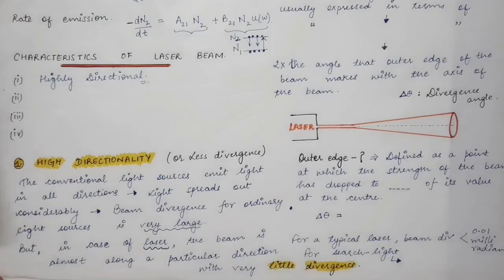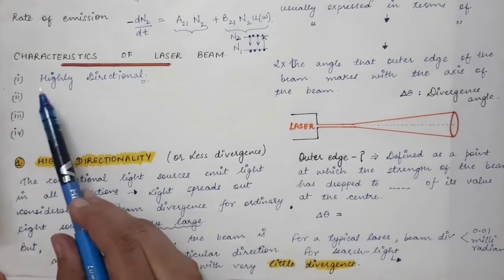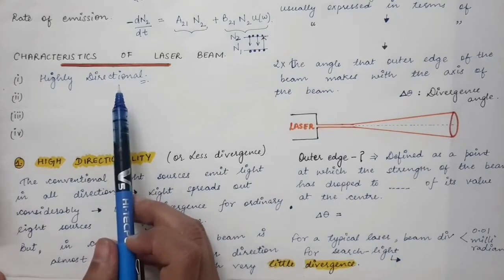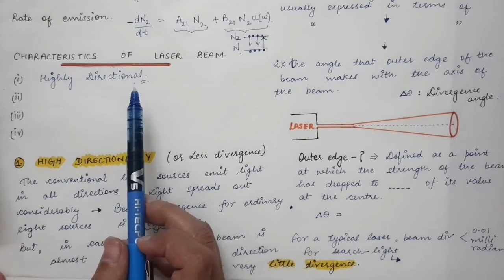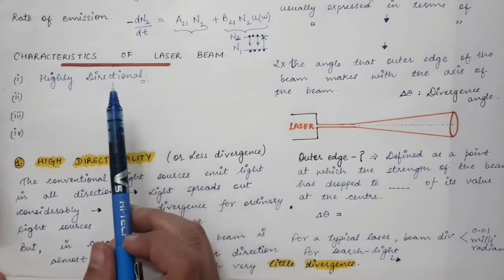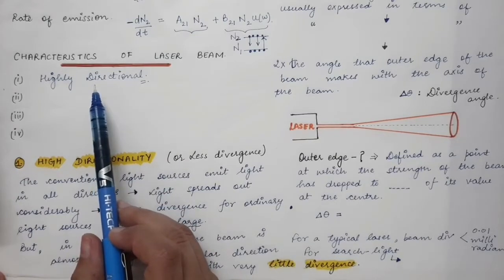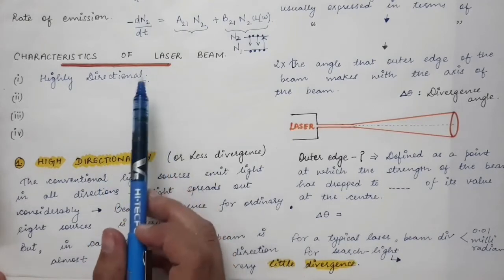We are going to discuss the characteristics of the laser beam. We have already discussed the properties of laser light in the first lecture, where we had just a brief introduction. Now the first characteristic of laser light is that it is highly directional. Highly directional means that the light from a laser goes in a particular direction, almost a single direction. Unlike ordinary sources of light like the incandescent bulb or LED bulb, laser light is completely different.